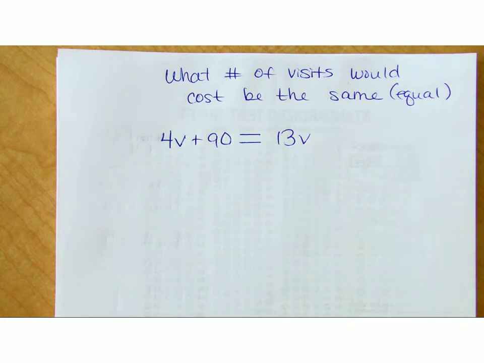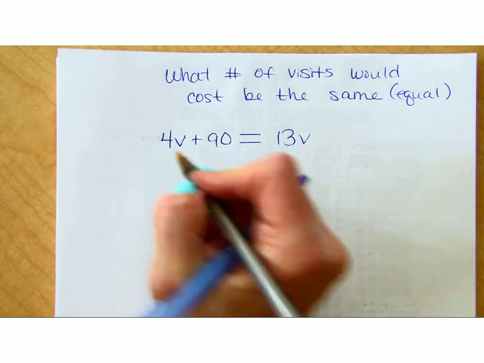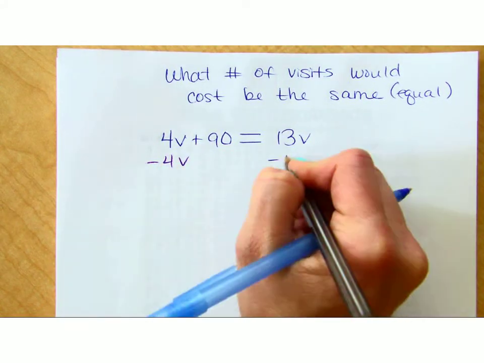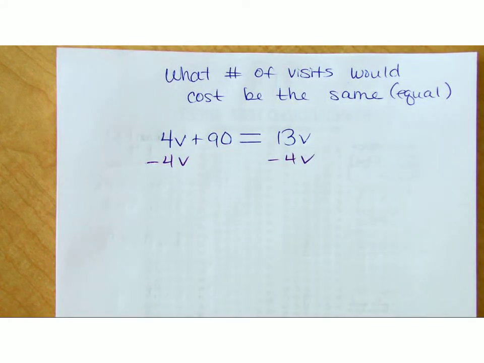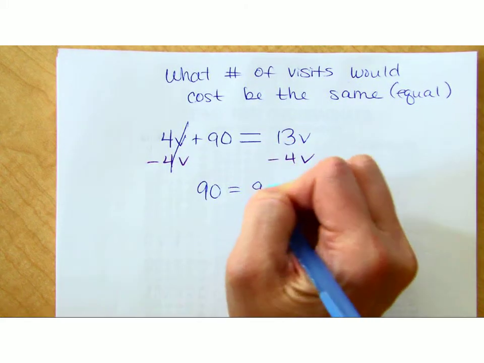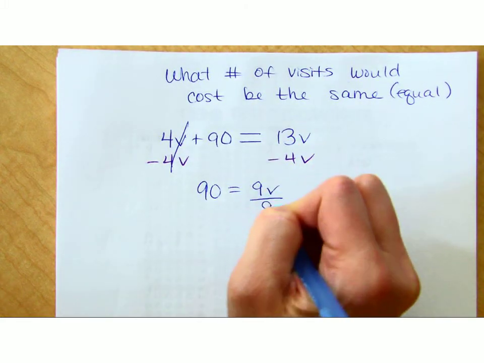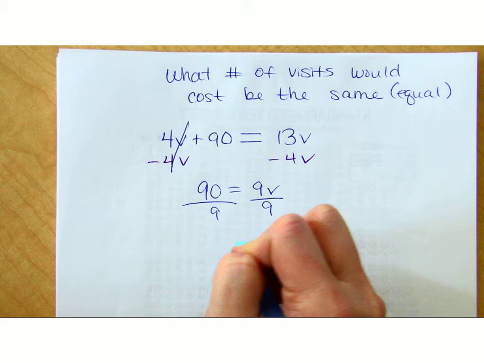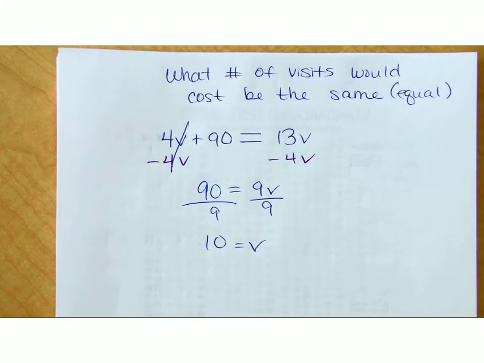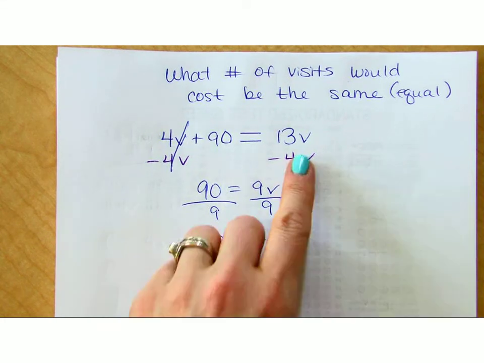So my best bet here is to subtract 4V from both sides. Get 90 equaling 9V, divide by 9, and what do I get? 10 equals V. What does that tell me? At 10 visits, it doesn't matter which option you went with. How much is it going to cost at 10 visits? You can do a quick $130.